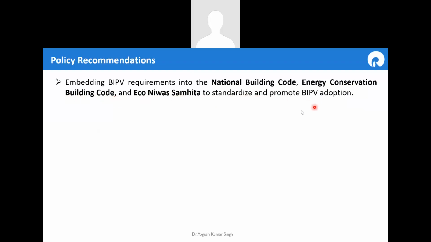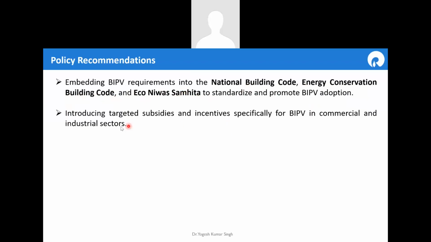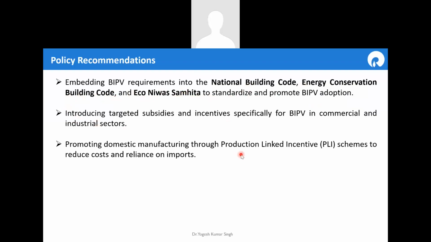These standardize and promote BIPV adoption. So these are the three initiatives taken by the government: the building code, the Energy Conservation Building Code, and the Eco Niwas Samhita. Now, different types of targets and subsidy initiatives have been done for the commercial and industrial sector. We have already seen that in the commercial and industrial sector we are using different types of the Muft Bijli Ghar Yojana.